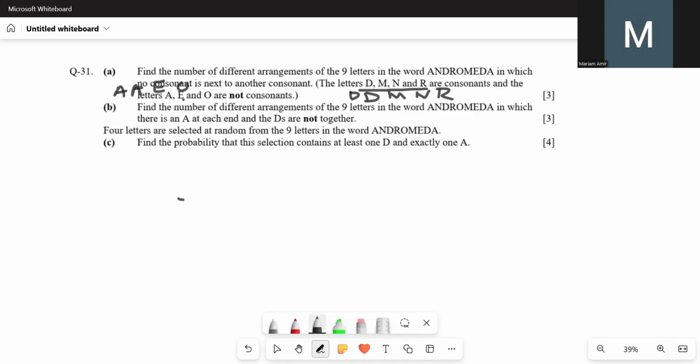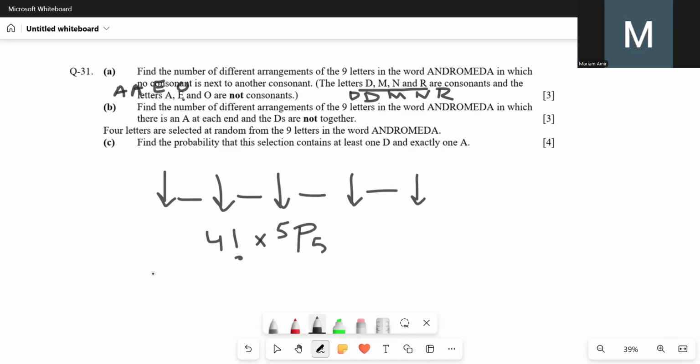So what we'll do, we'll first arrange the vowels. We have 4 vowels, so 4 factorial arrangements for that. And now these 5 consonants cannot be next to each other. That means they can be here. These are 5 spots and there are 5 consonants, so that will be 5P5, divided by repetitions, 2 A's are repeating and 2 D's are repeating. This will give us 720.